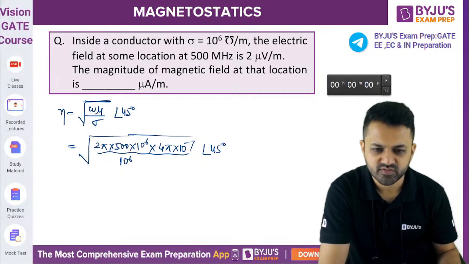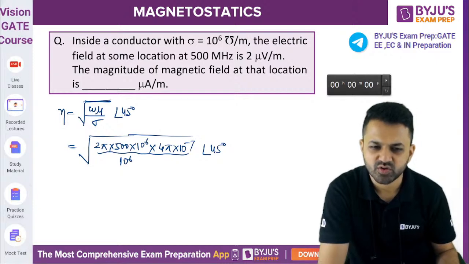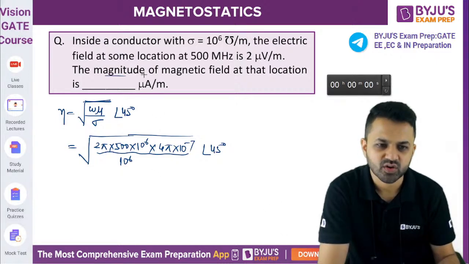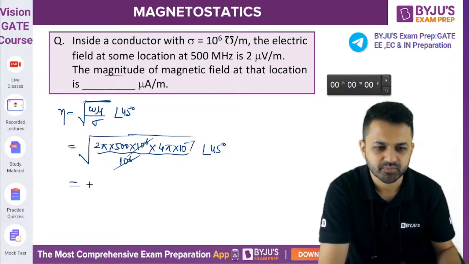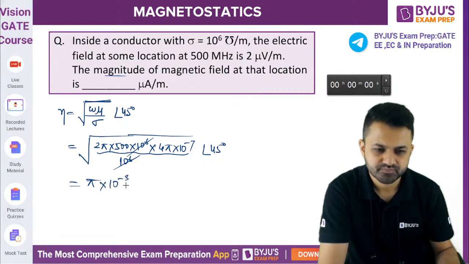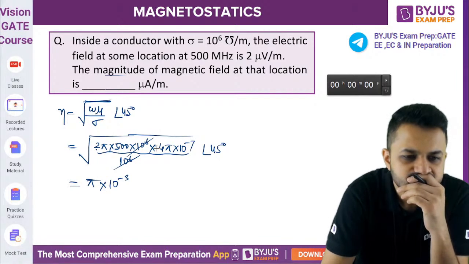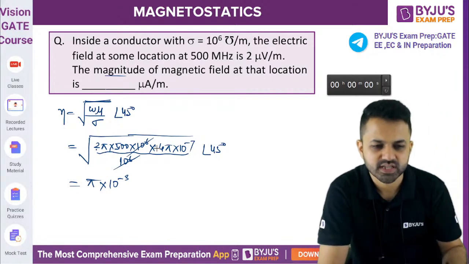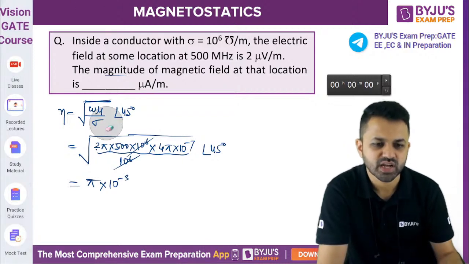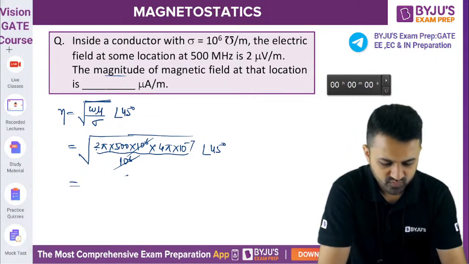So you got 500. Now 500 is not the right answer. Because we want to calculate magnitude only, you can ignore this angle also. So this 10 to the power 6 will get cancelled. One pi will be outside, and this is 10 to the power minus 6, so 10 to the power minus 3, and 5 into 2, 10, 40,000. So what is the value of this? Can you calculate it and tell me?